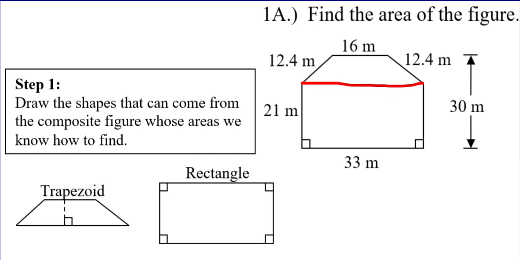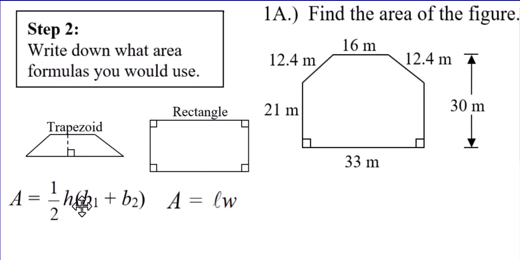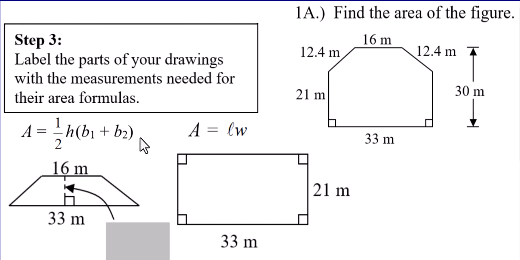this composite figure. Step 2, we're going to write down the formulas to get the area of each of these figures, and these formulas are straight from your formula sheet. Step 3, we're going to have to label the parts on our drawings with the measurements needed for their area formulas. So you will recall, for base 1 and base 2 of a trapezoid, they are the parallel sides. So that would be the 16 and that would be the 33.